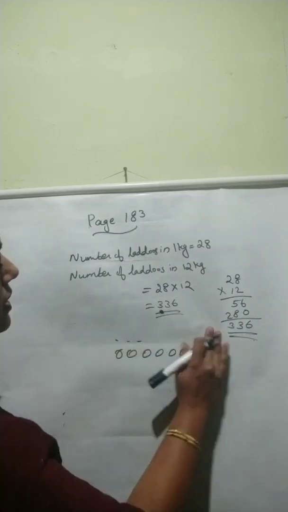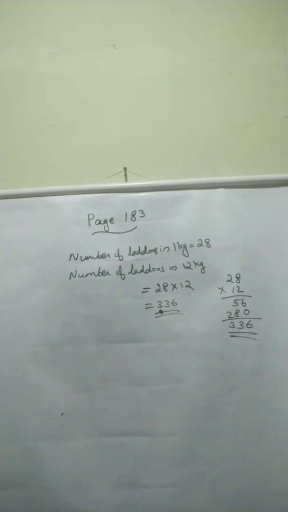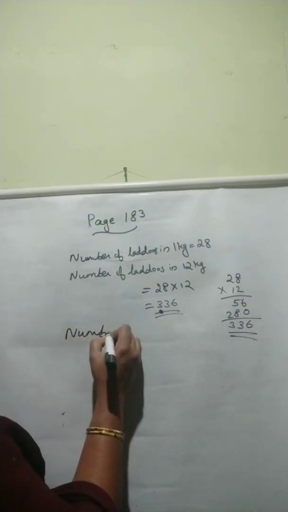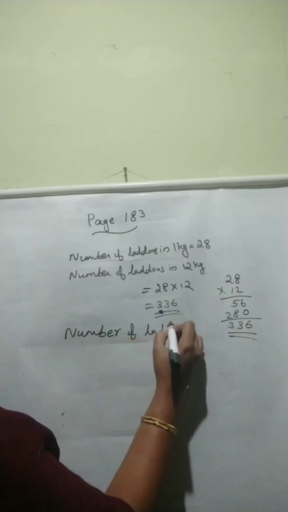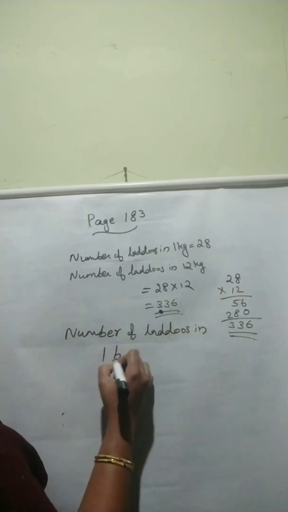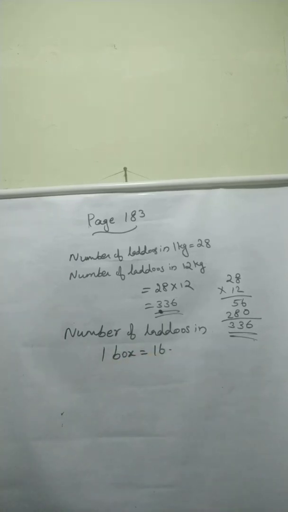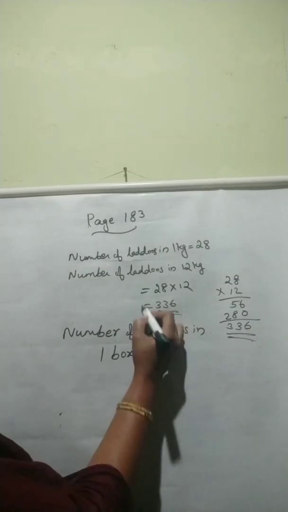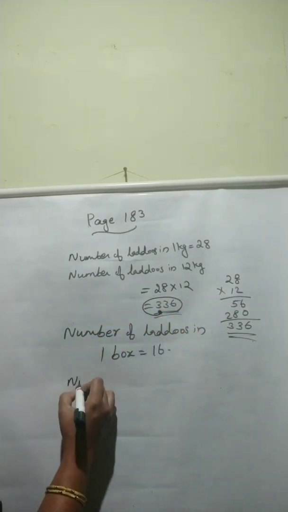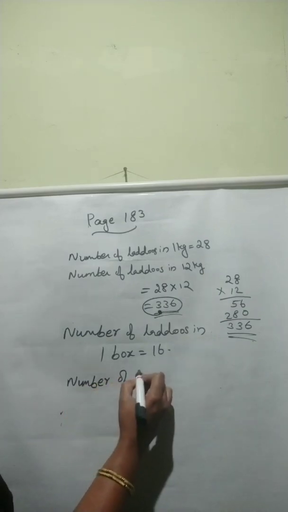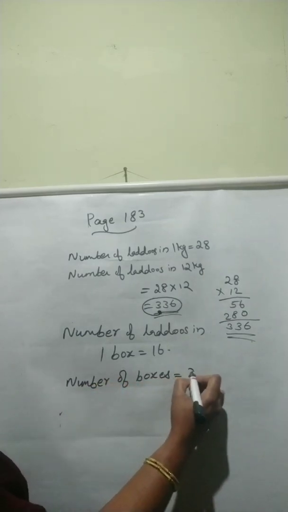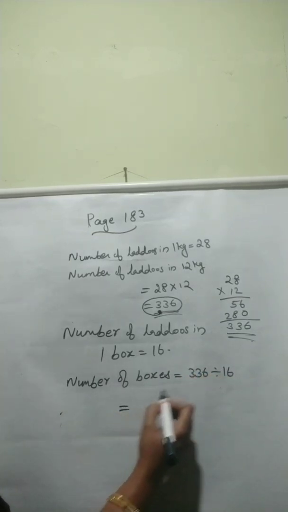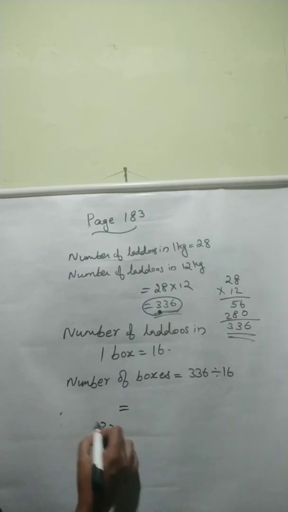In one packet, there are only 16 ladoos. So we can write the number of ladoos in one box is equal to 16. Then the next step we can write it as total number of ladoos 336. So the number of boxes is equal to 336 divided into 16. So that is equal to 336 divided by 16.